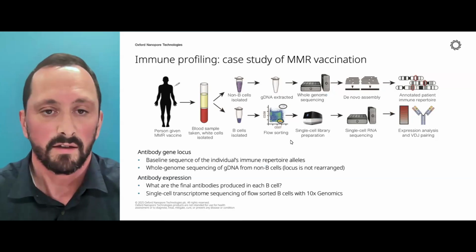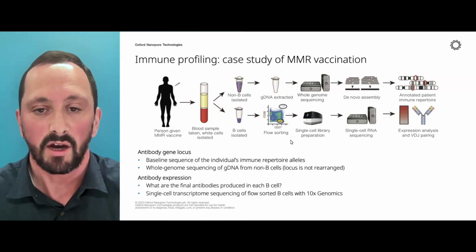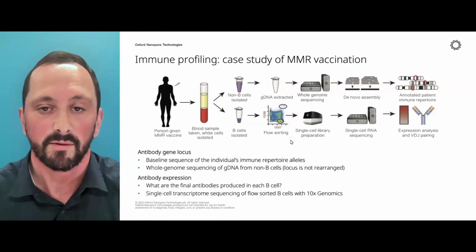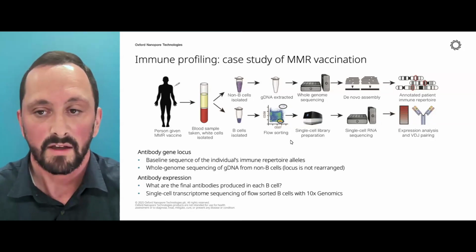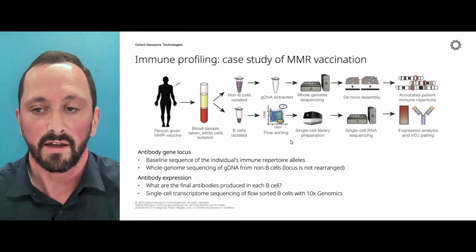So just a case study that we did from the same sample after an MMR vaccination. This was split into 2 workflows. The top workflow is genomic DNA that we extracted from the non-B cells. So these are all the cells that do not have the rearrangement, the VDJ recombined. So that should have all of the alleles in the genome non-rearranged, and we can do our whole genome workflow and de novo assembly to get those annotated alleles.